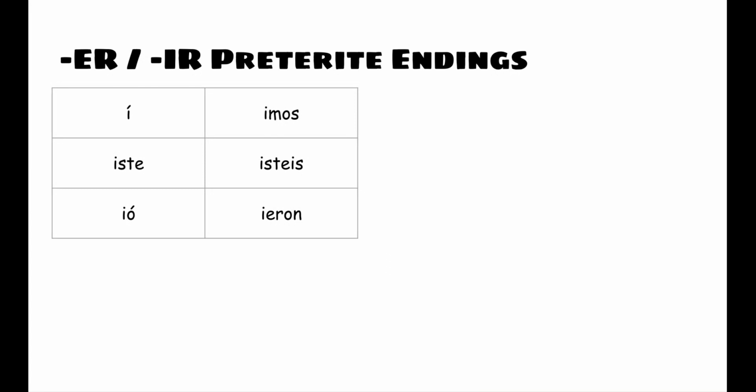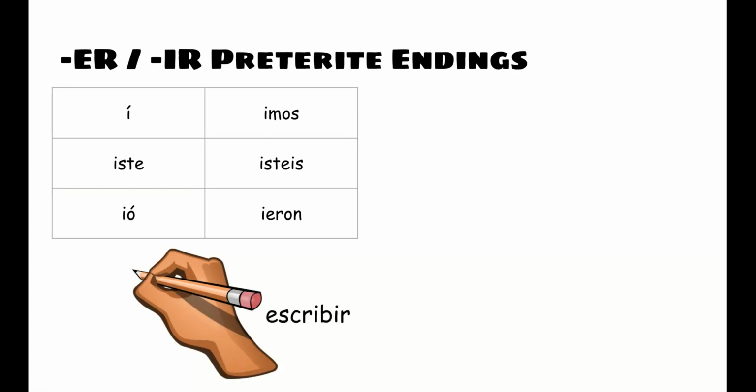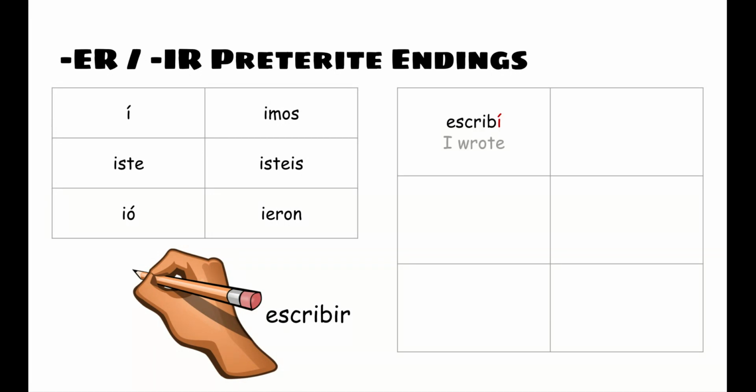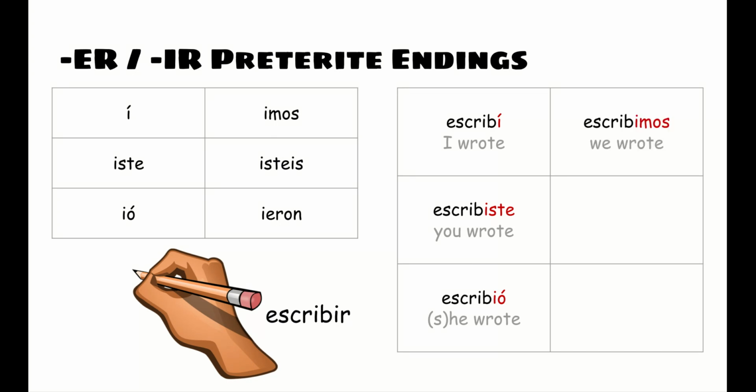Again, it works the same with IR verbs. So a verb like escribir is an IR verb. We're going to use the same set of endings, even though it's an IR verb. So we can say escribí, I wrote. Escribiste, you wrote. Escribió, she or he wrote. Escribimos, we wrote. And escribisteis, you all wrote. And finally, escribieron, they wrote.